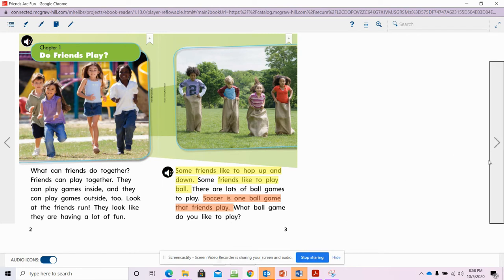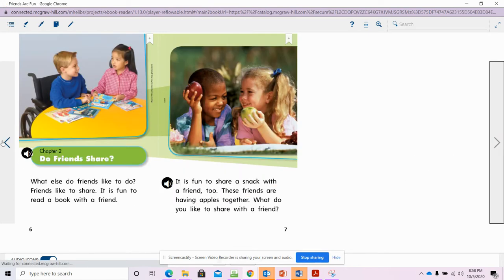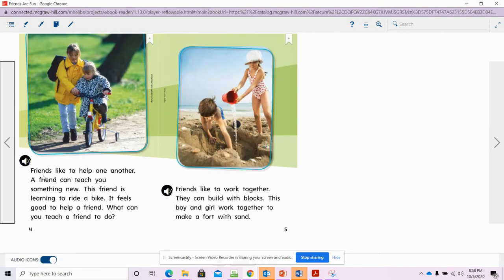Let's find more details. Friends like to help one another. A friend can teach you something new. This friend is learning to ride a bike. It feels good to help a friend. What can you teach a friend? So, what can friends do together?